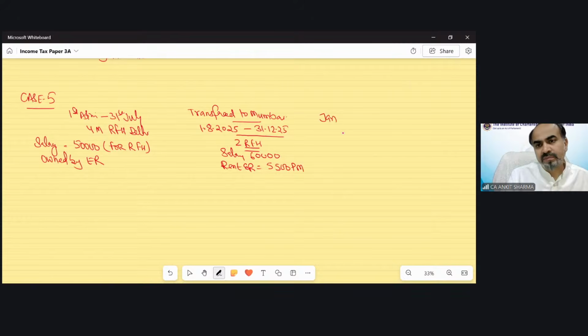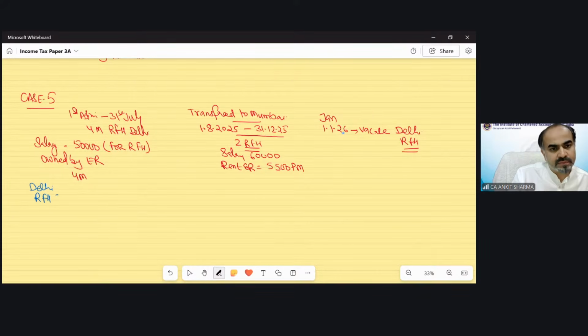From January 1st, 2026, he vacates the Delhi rent-free house. Understood? Now for these 4 months, we need to tax Delhi rent-free house value as per the provision. So that would be 10% of salary. That will come 5,000. For 4 months, taxable value would be 20,000. Easy.